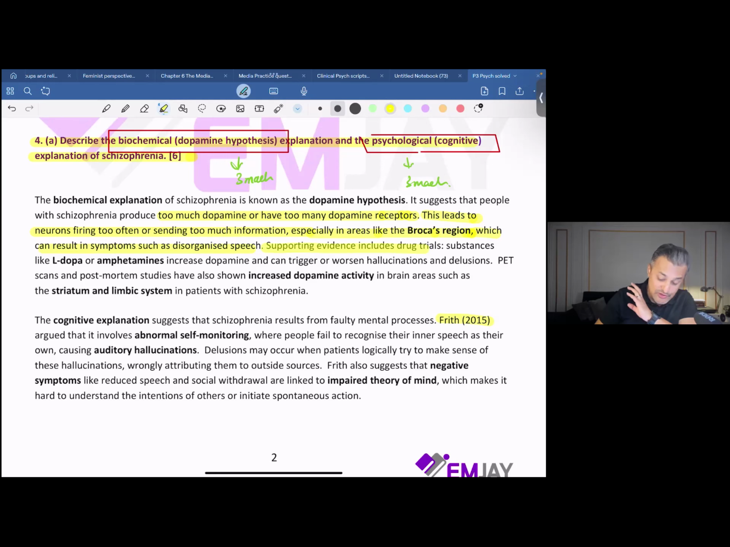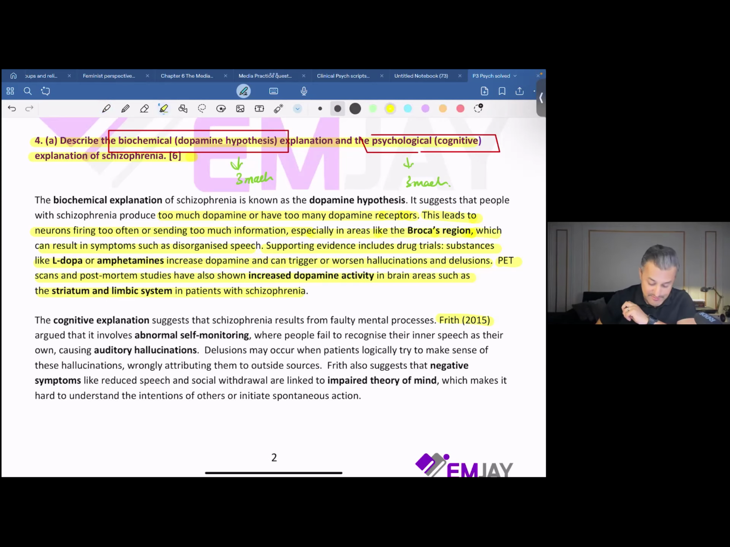Supporting evidence includes drug trials. Substances like L-Dopa or amphetamines increase dopamine and can trigger or worsen hallucinations and delusions. PET scans and postmortem studies have also shown increased dopamine activity in brain areas such as the striatum and limbic system in patients with schizophrenia. This is exactly from your book. You can rephrase it, you can reorder it. What is the criteria from the Cambridge? Question number one: are we fulfilling the criteria? Question number two. So let's read the second paragraph.